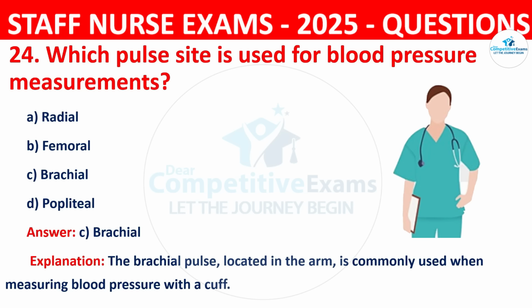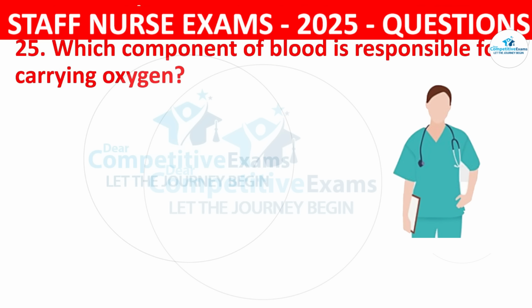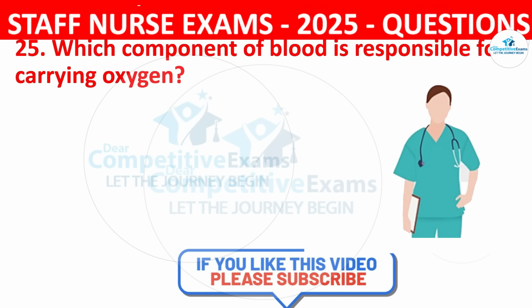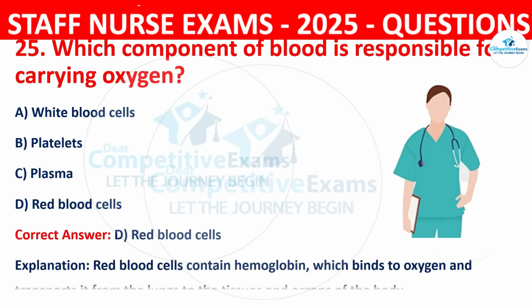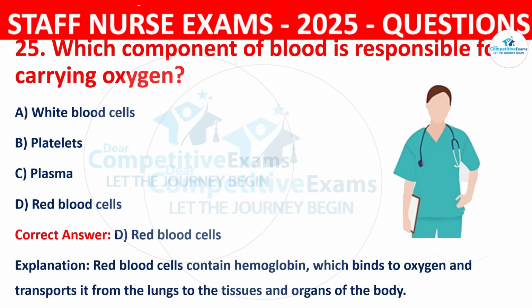Question number 25. Which component of blood is responsible for carrying oxygen? Your options are white blood cells, platelets, plasma, or red blood cells. The correct answer is D, that is red blood cells. Red blood cells contain hemoglobin, which binds to oxygen and transports it from the lungs to the tissues and organs of the body.